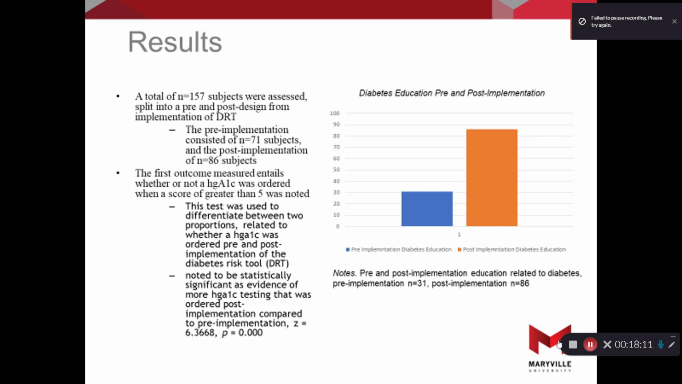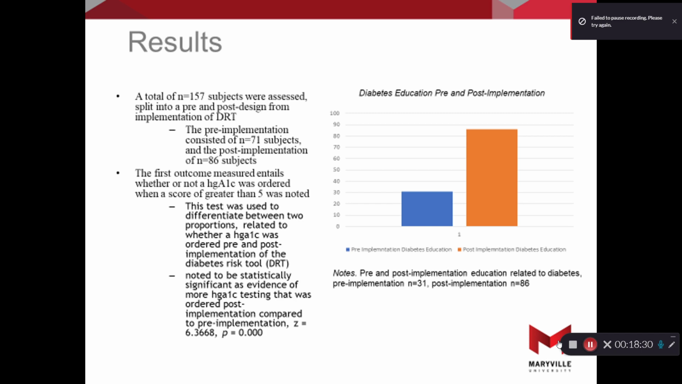So the hemoglobin A1C was ordered when a patient was considered at risk, as we discussed, if they scored greater than 5. This test was practical, demonstrating a positive ratio and further supporting the PICO question. So the outcome was proven to be met as indicated by the analyzed data and noted to be significant.